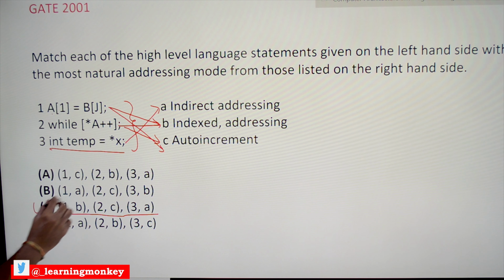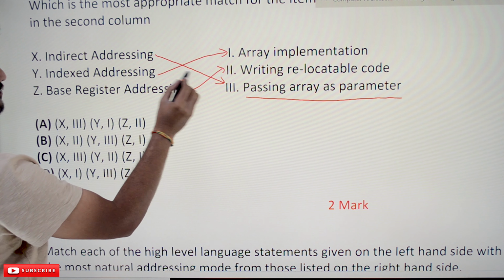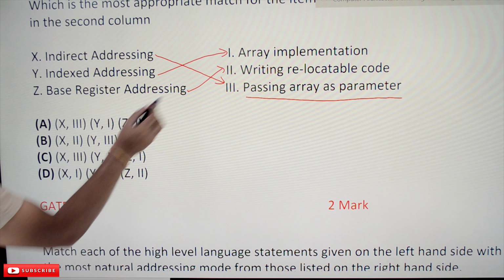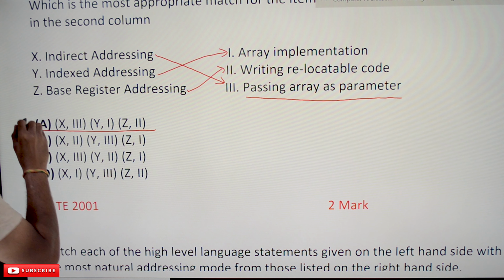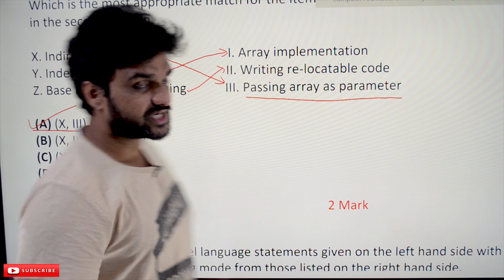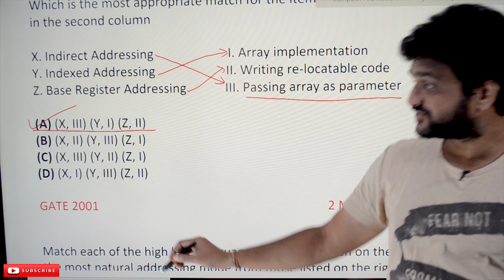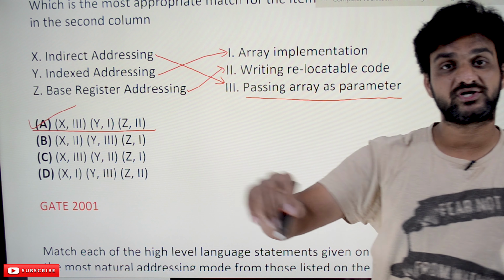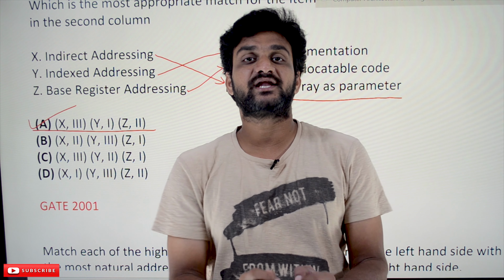Similarly, we haven't marked the answer here. The first one is X is 3, Y is 1 and Z is 2. So this is the right option. These two questions were asked; the second question was asked in GATE 2005 and was also a 2 mark question. Hope you got clarity on this discussion.